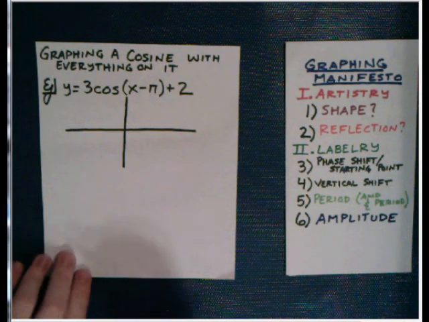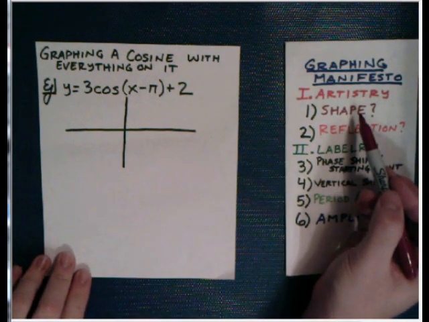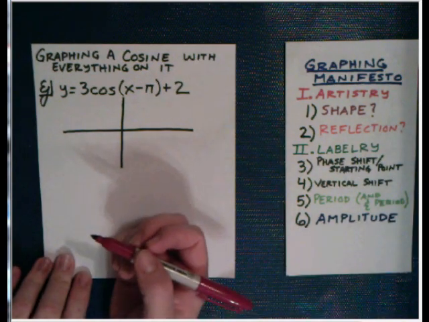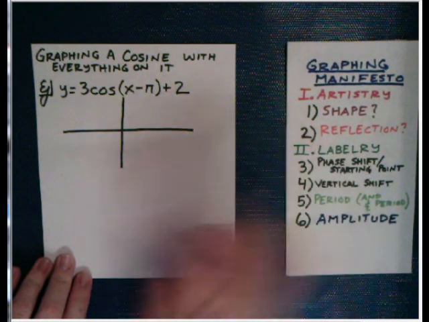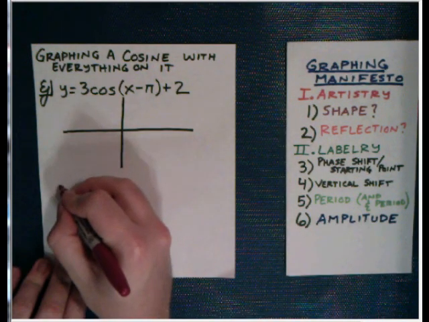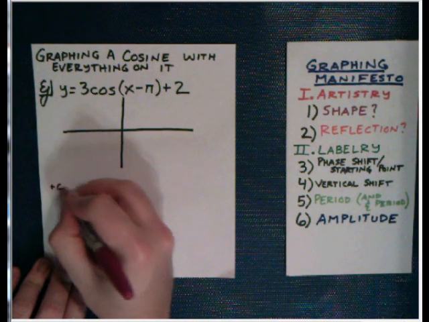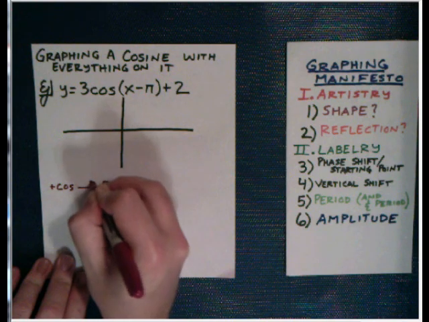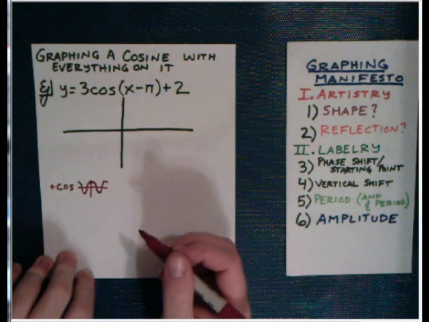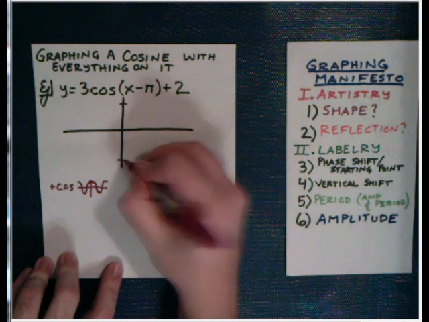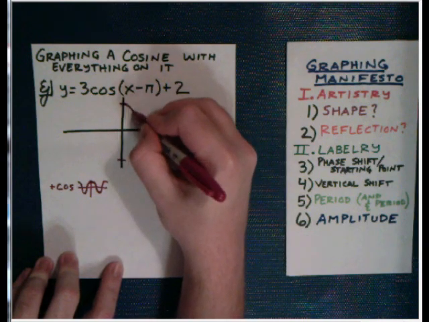So getting started here, looking first at the artistry section, we've got to check our shape. So cosine, it always starts at the maximum or the minimum. And if we think about the reflection here, since this is a positive 3 in front, it's a positive cosine. Positive cosine graphs look like this. They start at the top, come back down, like so. And so that's what we're going to do first. I'm going to actually go up here, and I'm going to start at the top and graph the cosine.